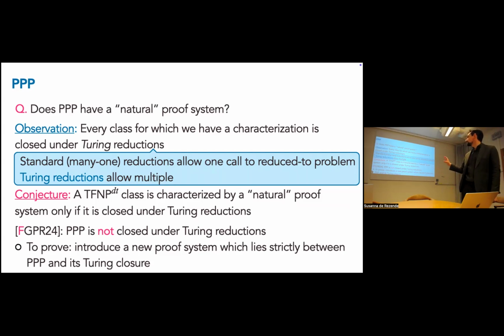Yeah, and I'll say one word on the proof of this, which I think is just a cool tidbit. The way we prove this, we separate PPP from the Turing closure of PPP. You take Pigeon, and you allow Turing reductions to it rather than regular reductions. So you have these two classes, the Turing closure of PPP and PPP. And the way we prove this is we build a new proof system which lies in between. We show that this proof system can prove everything in PPP, and there are things in the Turing closure that it cannot prove.